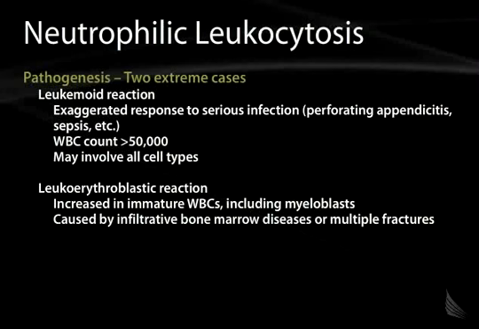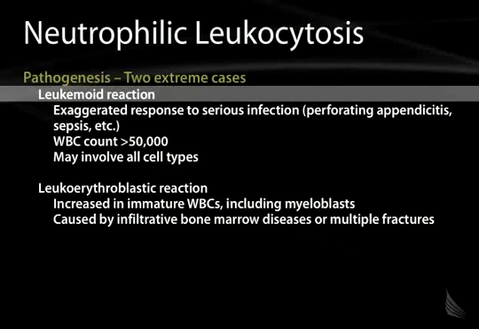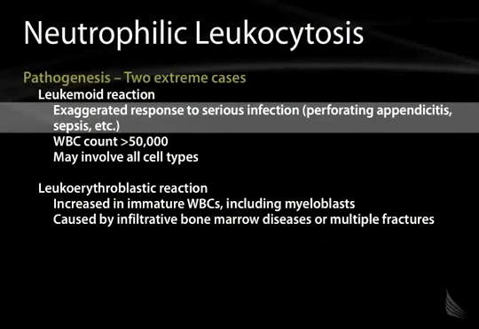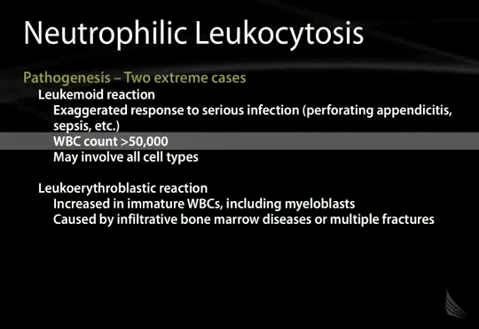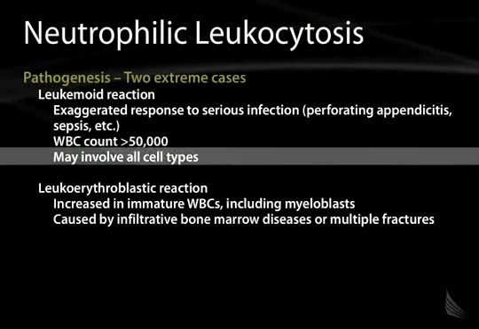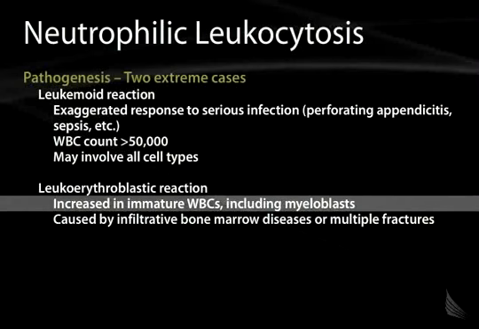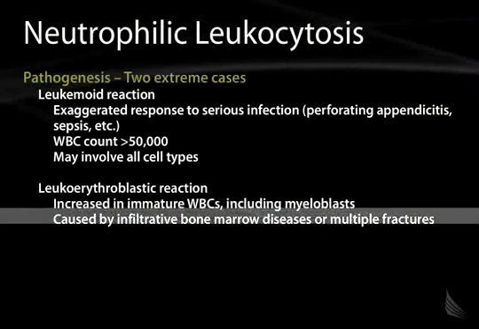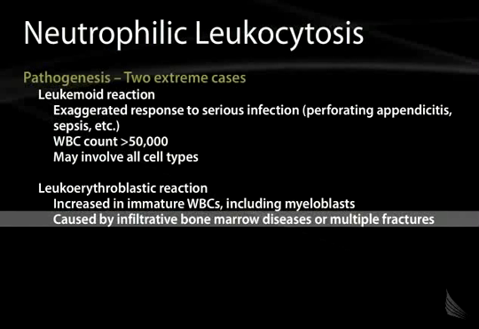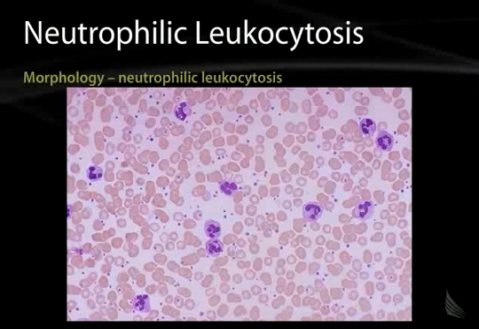An extreme case of a neutrophilic leukocytosis is that of a leukemoid reaction. The leukemoid reaction is a marked elevation in response to a serious infection. Leukemoid looks like leukemia but isn't. You can have white cells that are profoundly elevated, even greater than 50,000, and it can involve any and all cell types. You can also have a leukoerythroblastic reaction with an increase in immature white cells, including myeloblasts, caused by infiltrative bone marrow diseases or multiple long bone fractures, causing a spilling of the contents of the bone marrow into the periphery.